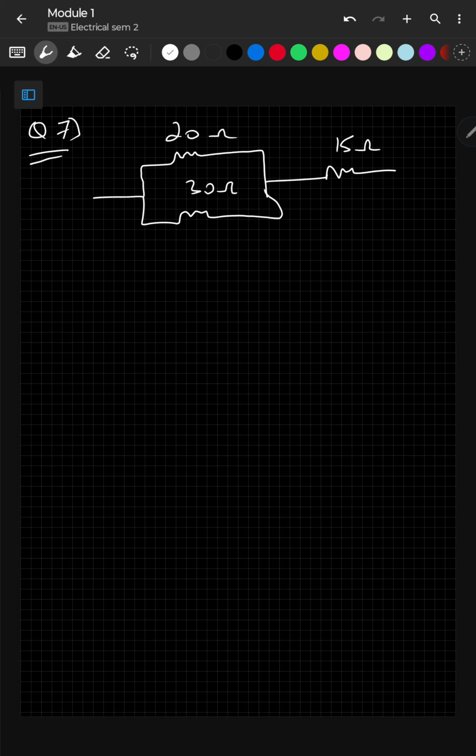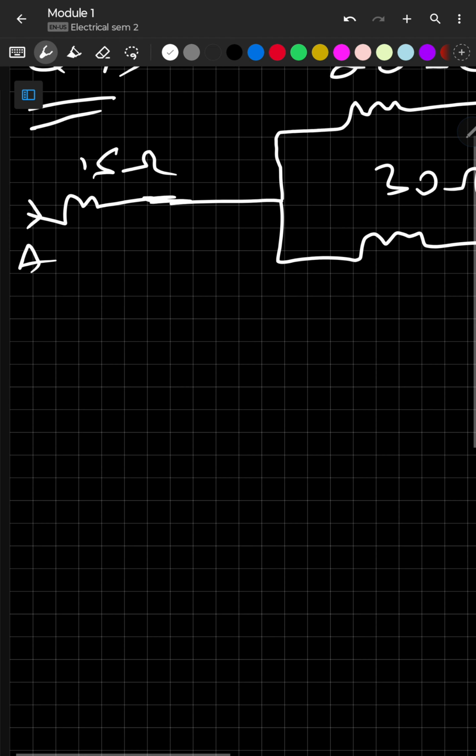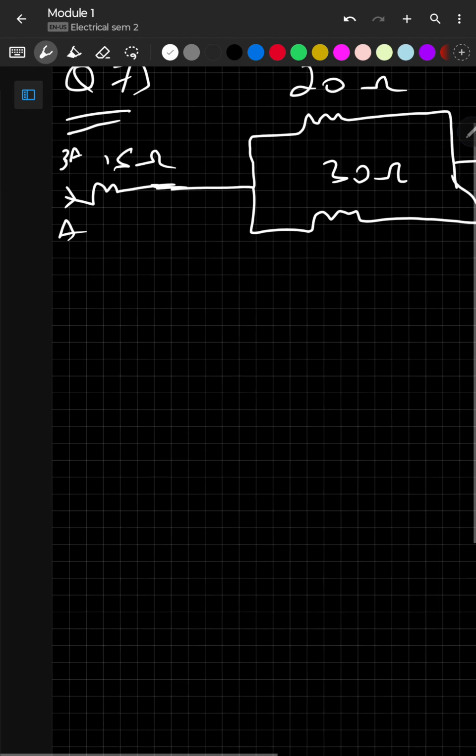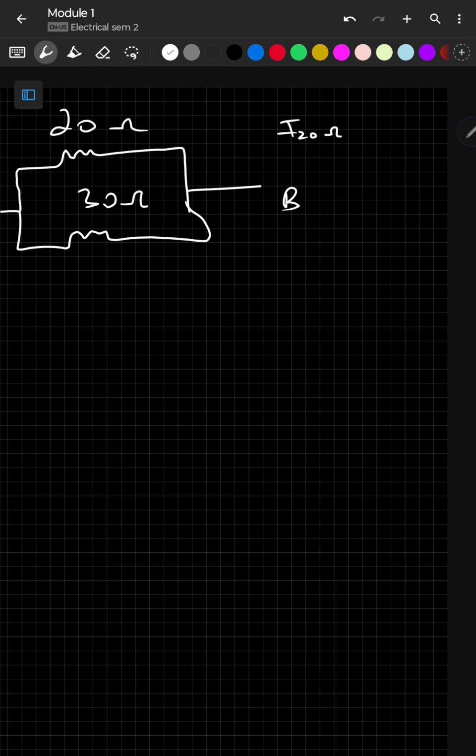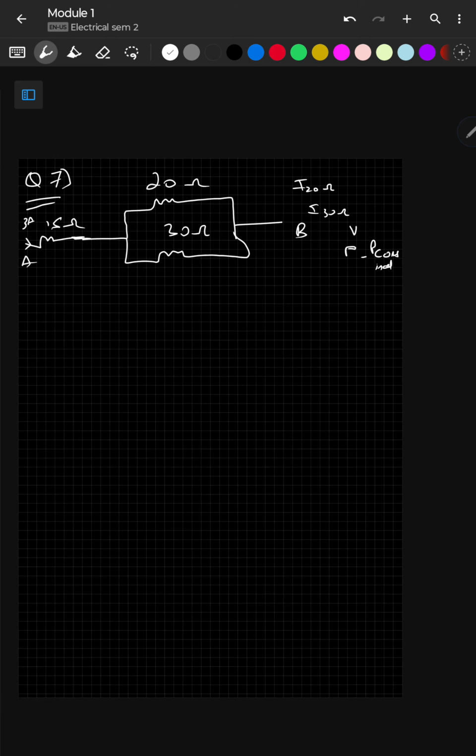If the current through the 15 ohm resistor is 3 ampere, now current through 15 ohm means you have to understand, for the sake of it I'll just draw this side so that you can understand the flow. Either way it would work. Now the current passing through the 15 ohm resistor is 3 ampere. You have to find the current through the 20 ohm resistor, the current through the 30 ohm resistor, the total voltage across the whole circuit, total power and power consumed in all resistors. So it's a big question.